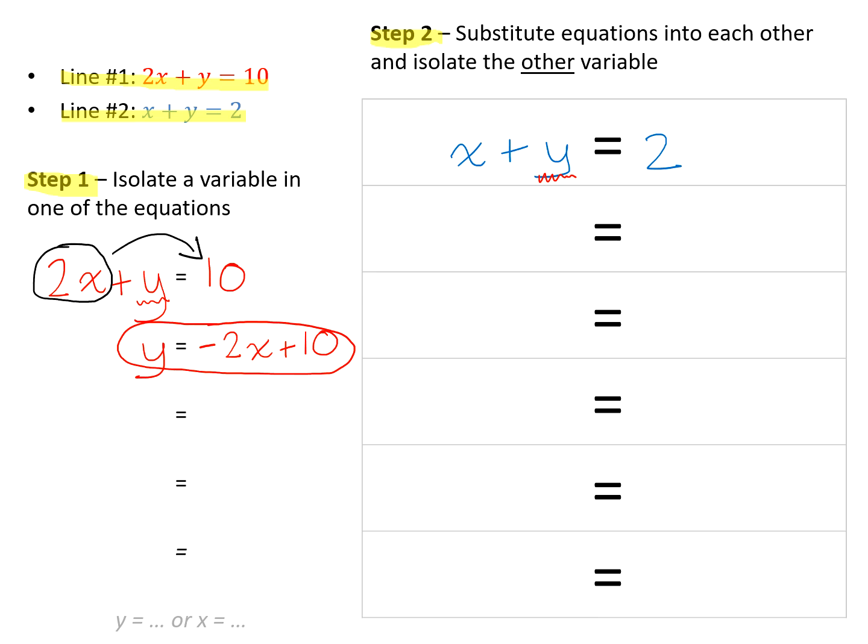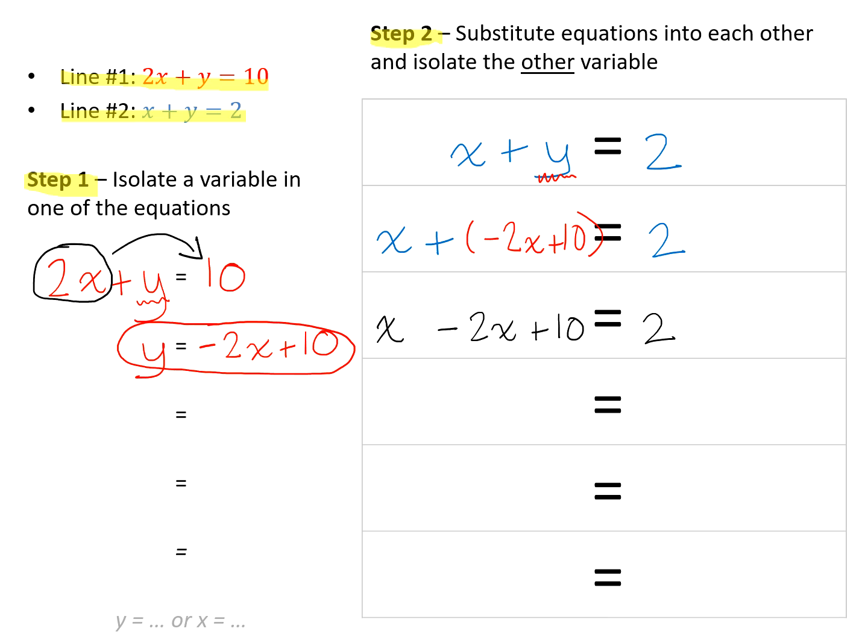I'm going to replace the variable of y with negative 2x plus 10 in brackets. Everything else stays the same. The x stays the same, the plus stays the same, and the 2 stays the same on the other side. I'm going to clean this up a little bit. The x is going to stay the same. We don't really need this plus sign or these brackets because anything multiplied by 1 stays exactly the same. So that stays negative 2x, and that stays positive 10, and the 2 on the right side stays the same.